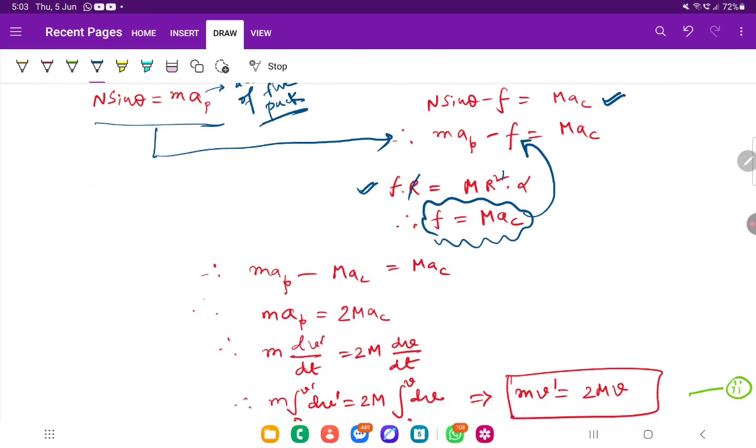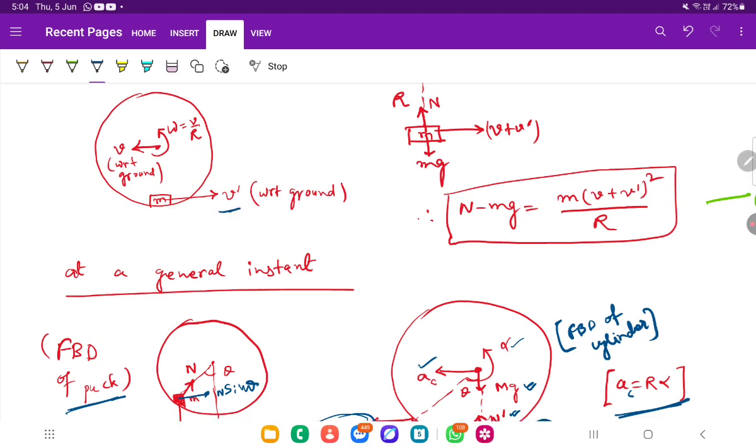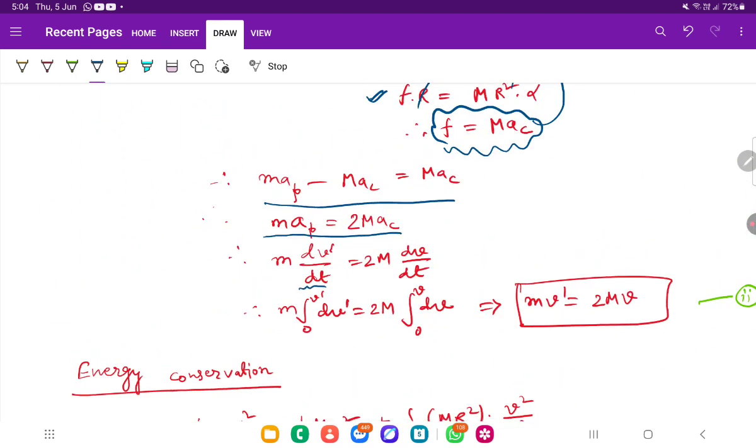So eventually it will come like this, that MAP will be twice of capital M into AC, and AP is the acceleration of the puck. So I can write it in differential form as dv prime dt, as v dash is the velocity of the puck in the ground frame, I have already assumed. So I can write AP as dv prime dt and AC as dv dt. Now integrating both the sides, we'll get this relation.